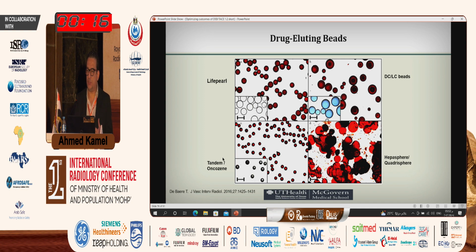We just call it Oncozene. In Europe and the rest of the world, they call it Tandem. HepaSphere, we call it QuadraSphere. Anyways, you can see from this microscopic image the huge difference between all of them.